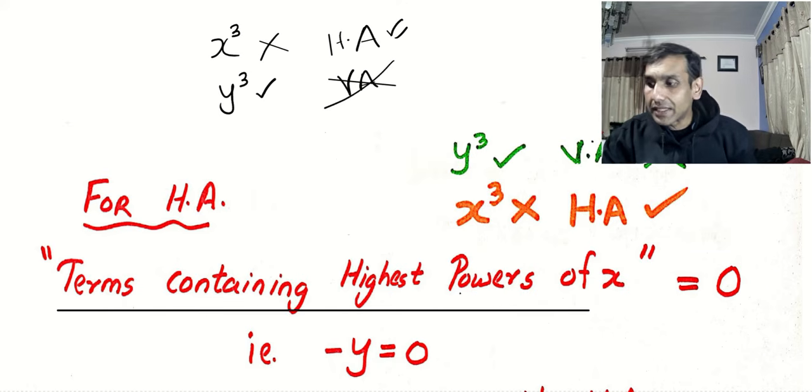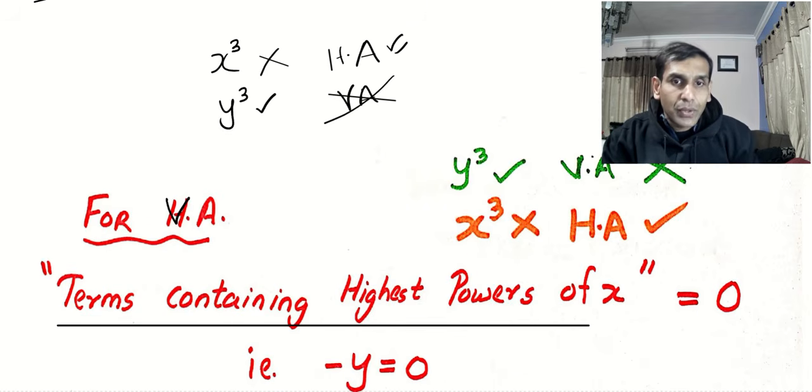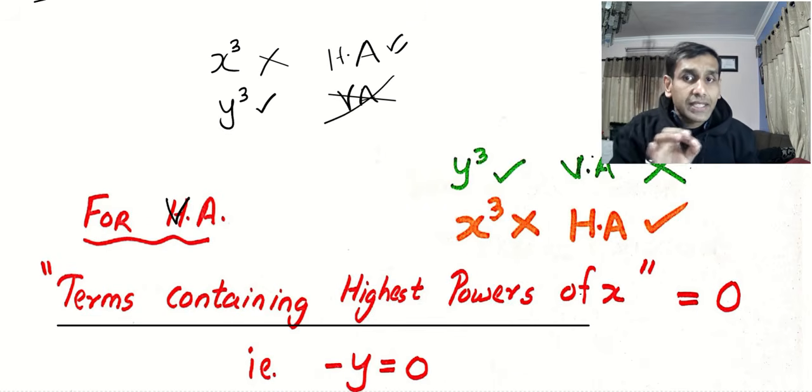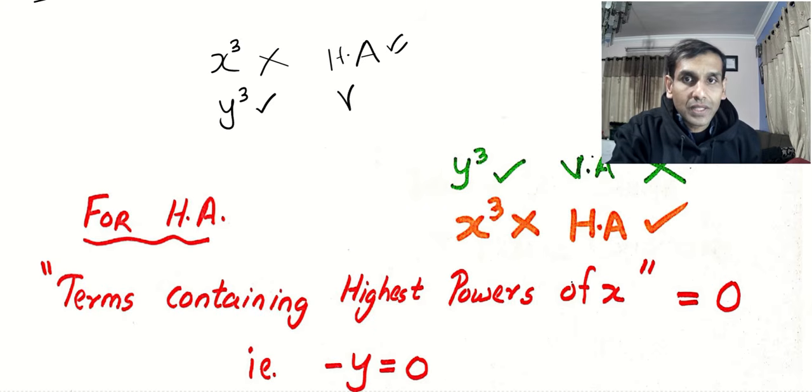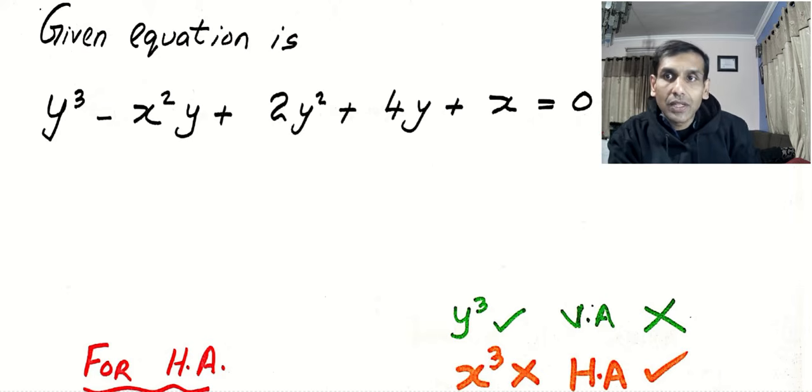The method is you find the terms containing the highest powers of x and equate it to 0. I'll tell you how. And by the way, if it is the vertical asymptote, replace x with y. That's all. So, how am I going to find the horizontal asymptote? I'll take some color pens.